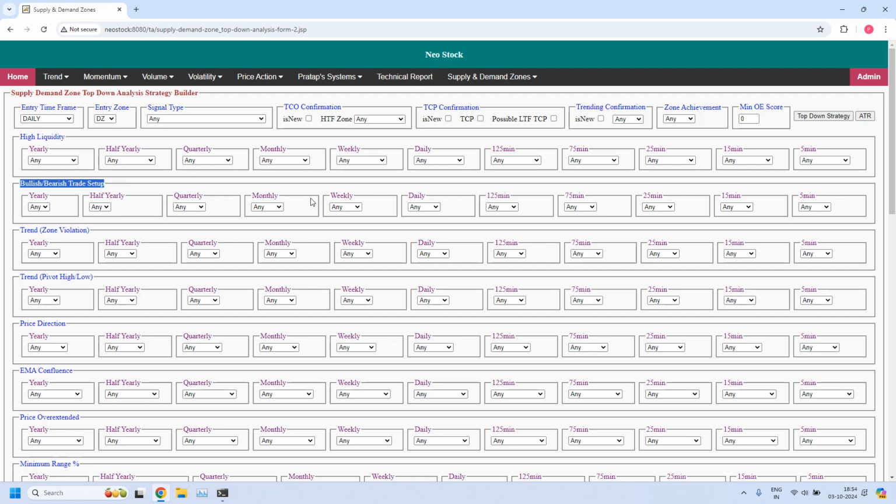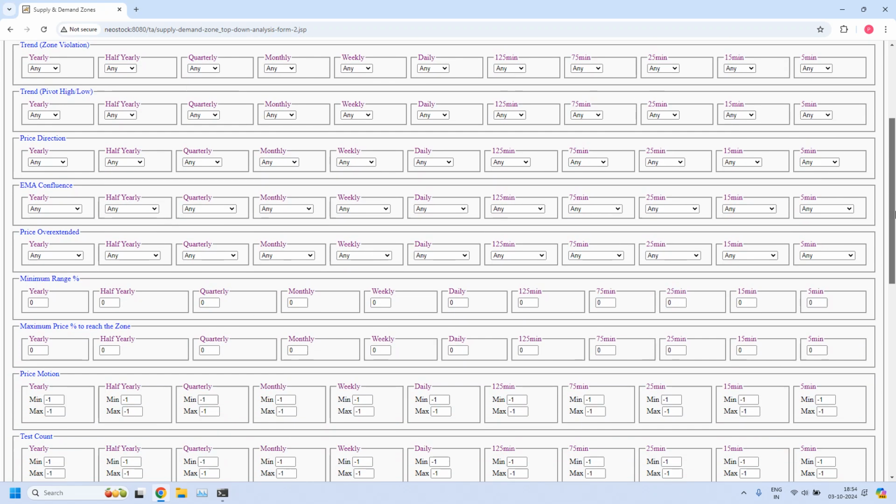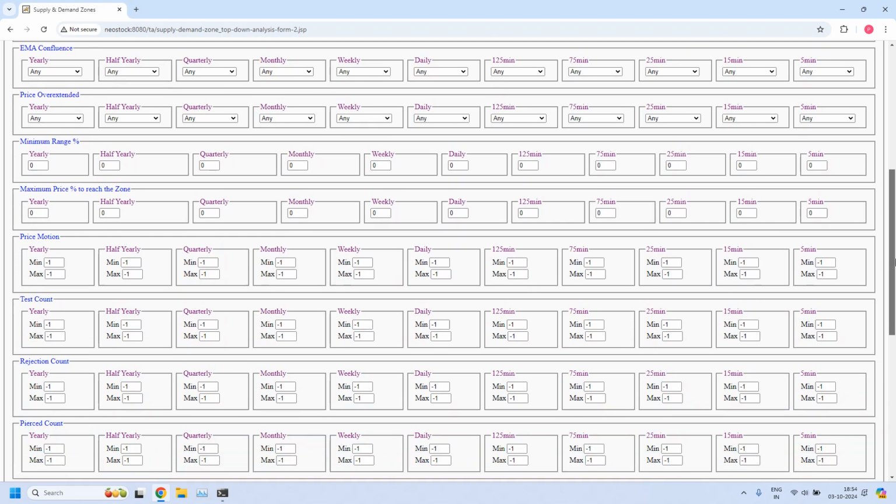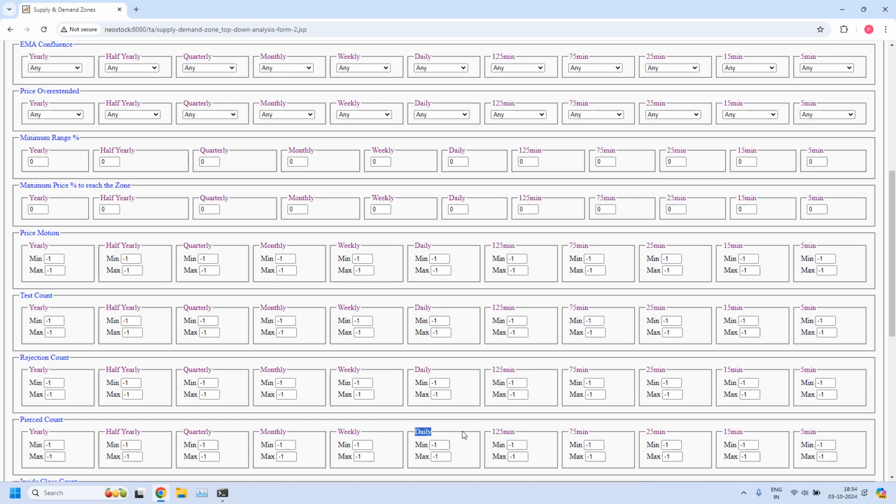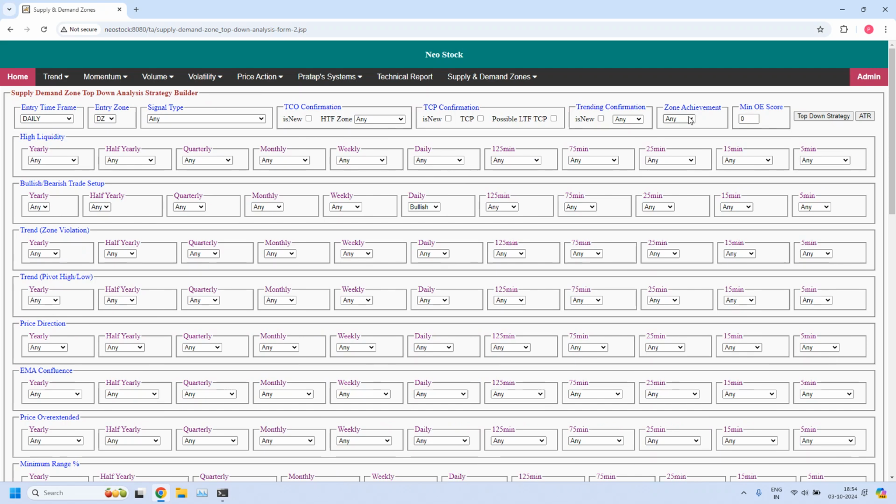In bullish or bearish trade setup at daily time frame, I am selecting bullish, and this daily demand zone should not be pierced. So in the pierced count at a daily time frame, I need to set minimum value 0, maximum value 0, which indicates the pierced count is 0. Pierced count 0 means zone is not pierced. And zone achievement is a violated opposing zone.